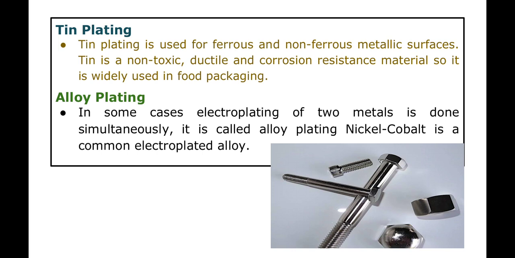This is possible due to the excellent ductility of tin and its alloys. Electroplating of tin is also used in the electronics industry because of its ability to protect the base metal from oxidation, and it is used for protecting solderability. Here you can see some products I have shown. Now let us discuss the last part, that is alloy plating. In some cases electroplating of two metals is done simultaneously, and it is called alloy plating.